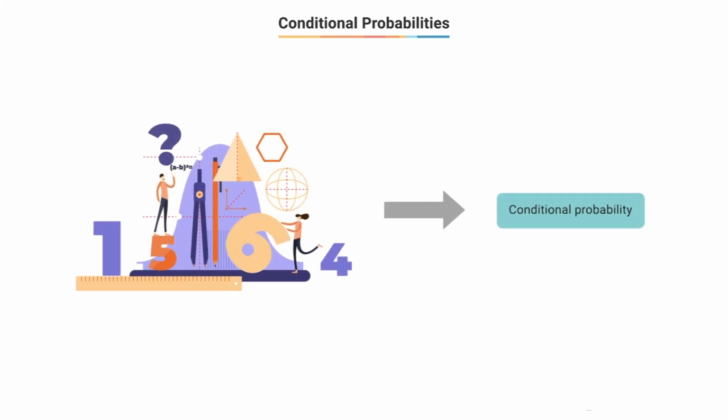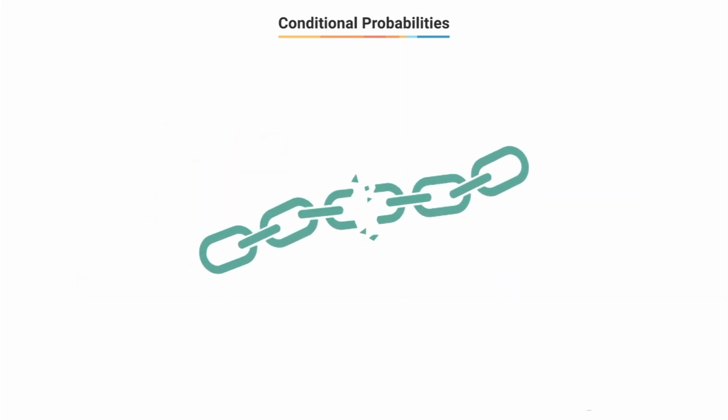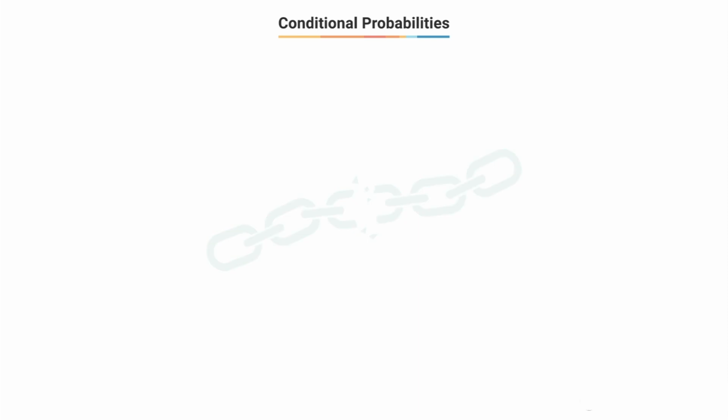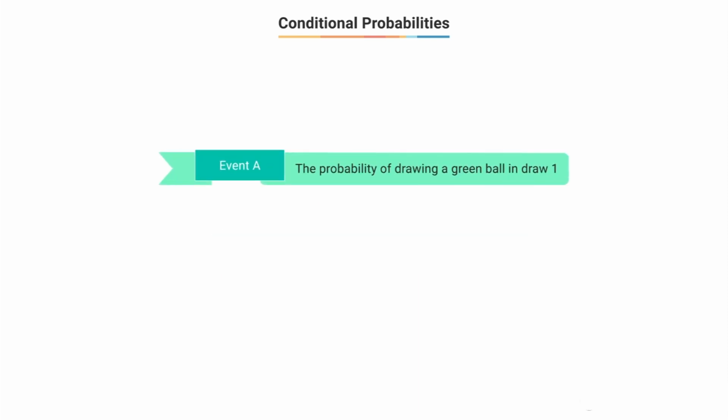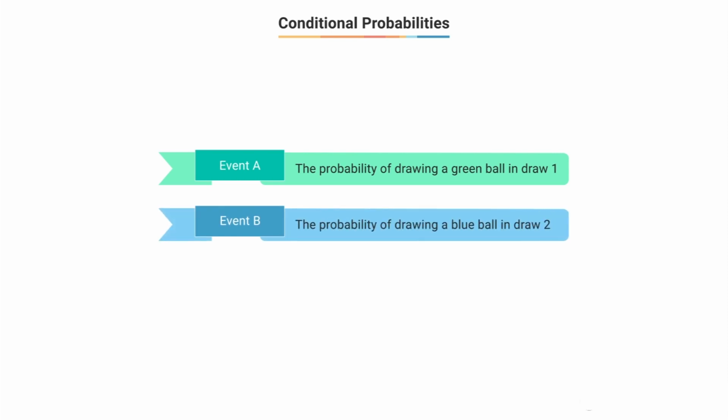Let's break it down further and mathematically define the conditional probability. We can define event A as drawing a green ball in draw 1 and event B as drawing a blue ball in draw 2. The only thing making B conditional on A is the act of not drawing with replacement. Mathematically, we can write it as P(B|A), or P of B given A.